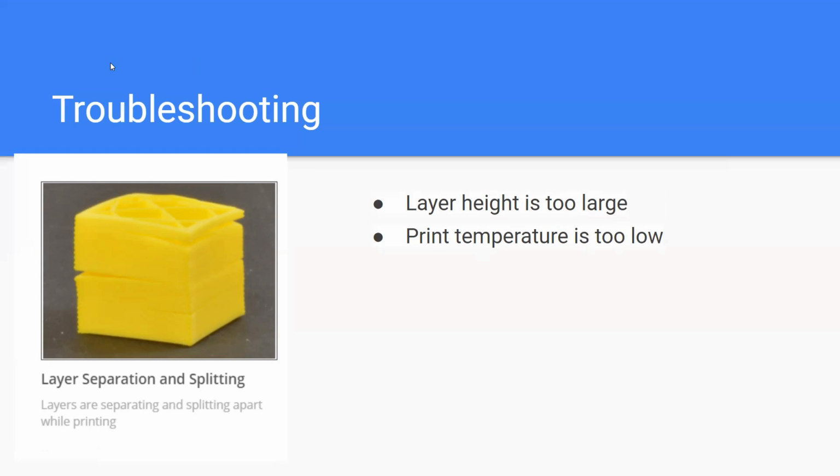Next up, layer separation and splitting. This one's a little bit more simple. Your layer height is probably too large. Again, we've seen how we can change that in Cura there. Probably just reduce it by about 5 or 10 millimeters, or the print temperature is too low. You could probably just increase that by about 5 degrees Celsius and try again.